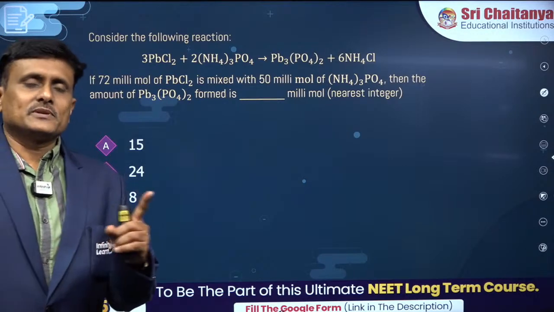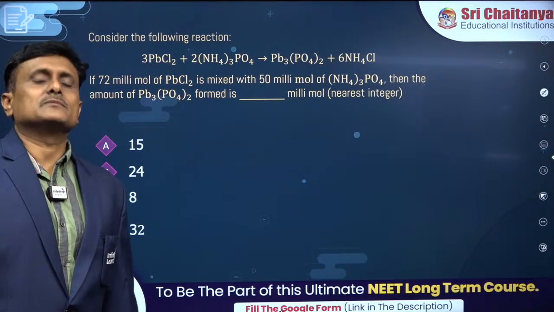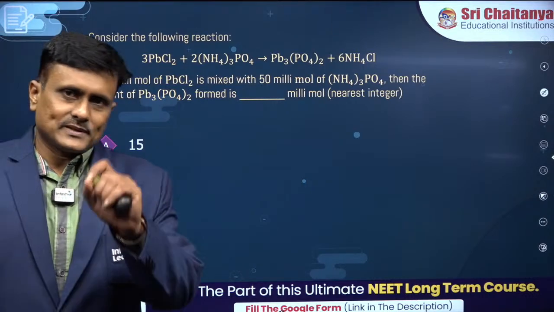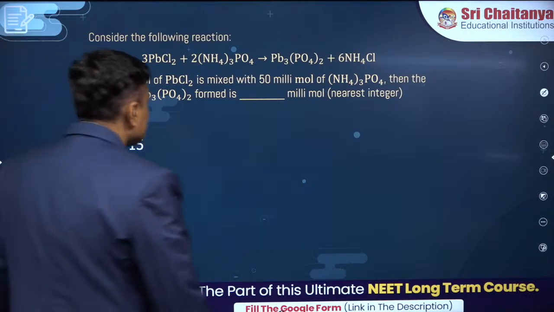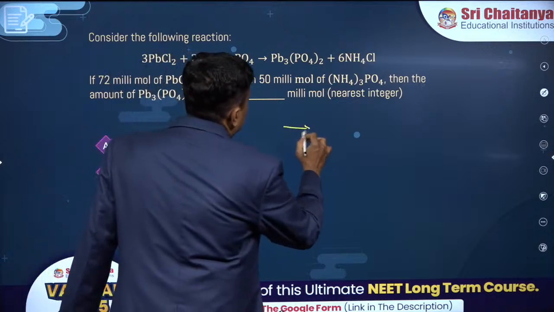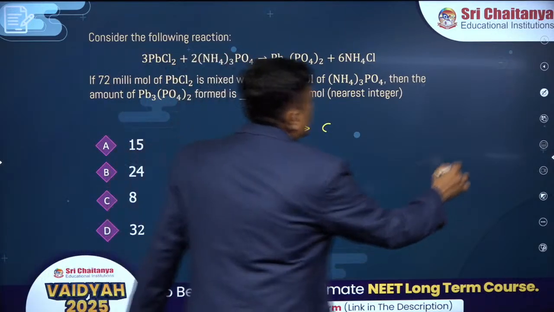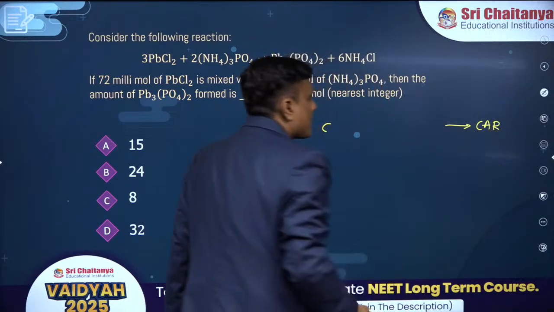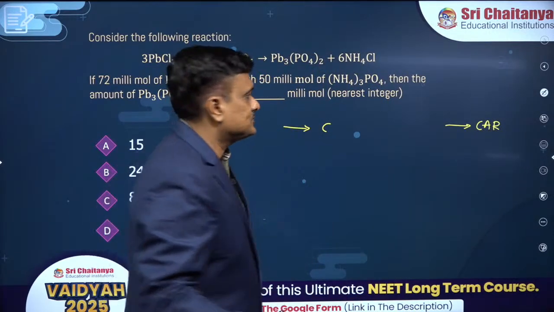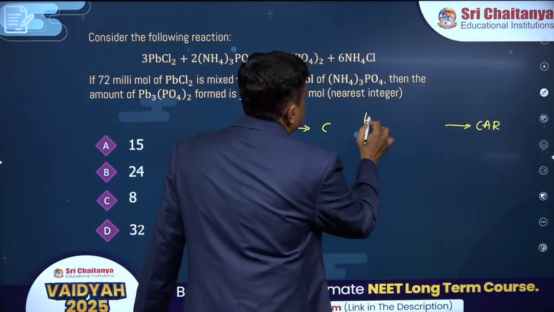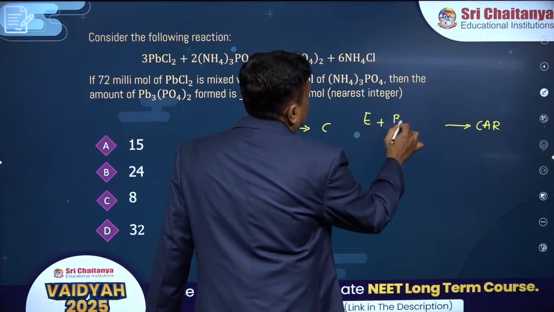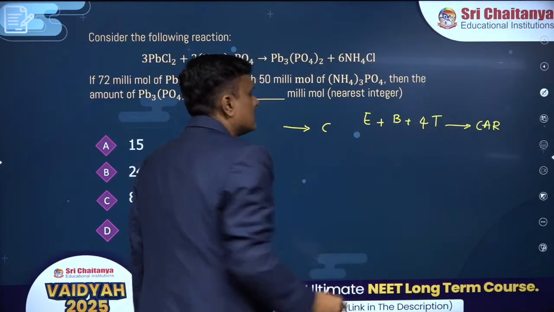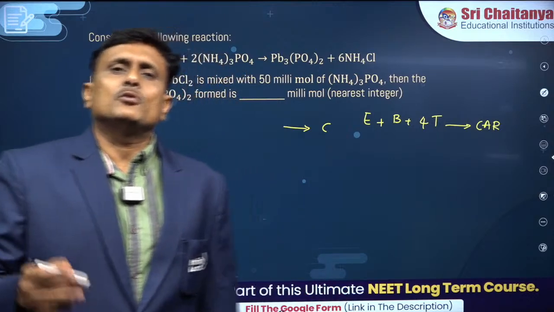Next question is also based on stoichiometry. It's based on a concept called limiting reagent. Let me explain this concept by taking a simple reference. I am interested in making a moving car. For that, I will require an engine, a body and 4 tires. Alright, what do I require? Engine, body and 4 tires.